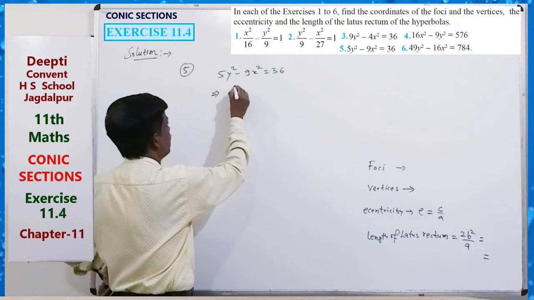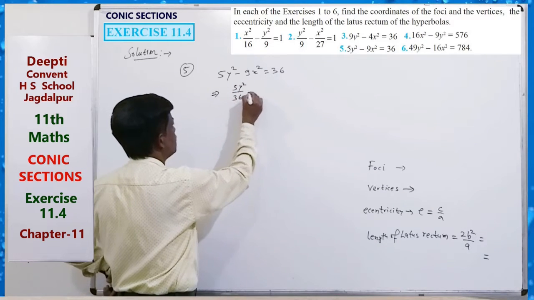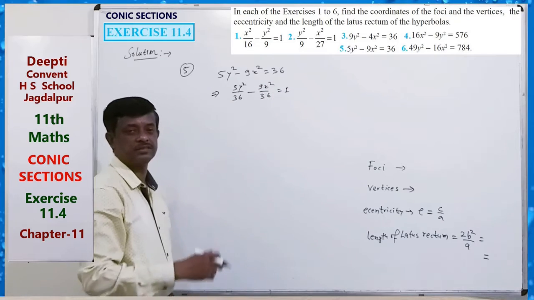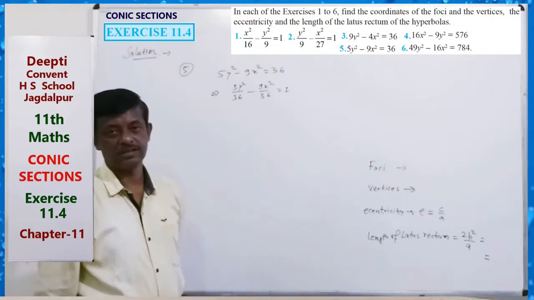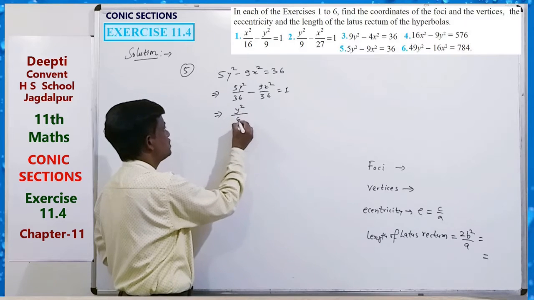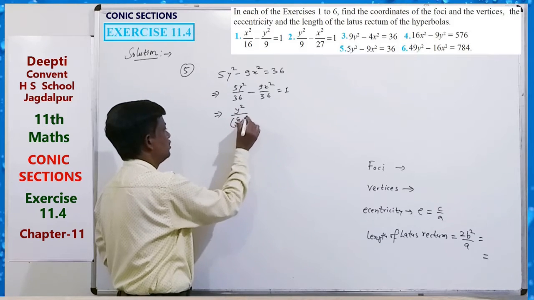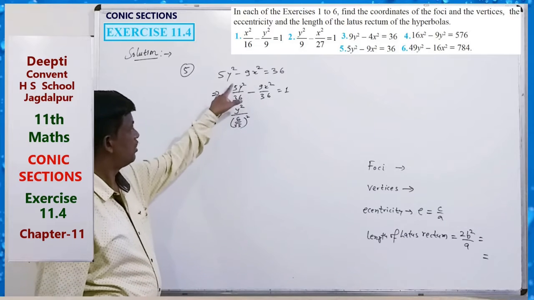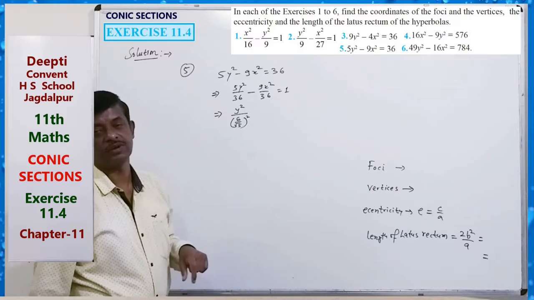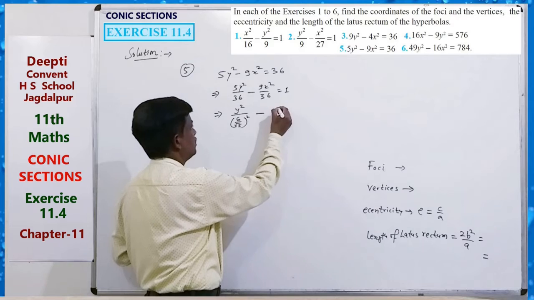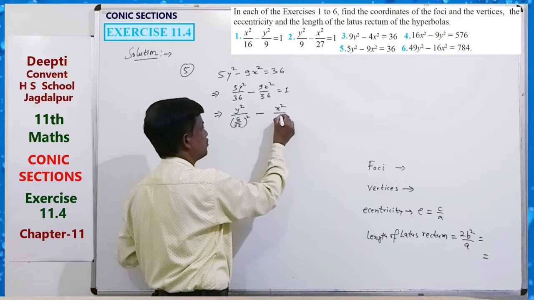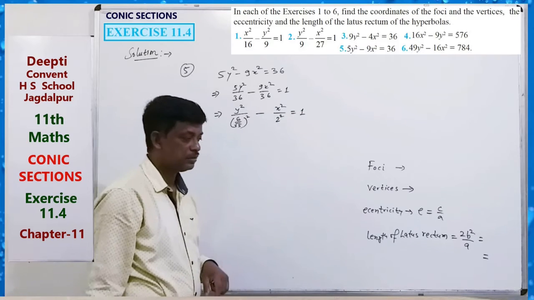So here, 5y square by 36 minus 9x square by 36 equals 1. Just divide by 36 for getting 1 on the right hand side, for standard form. So here we can write y square upon (6 by root 5) square, because 36 and 5 go to the denominator, minus x square by 36 by 9, which means 2 square. We can write like this. Clear?